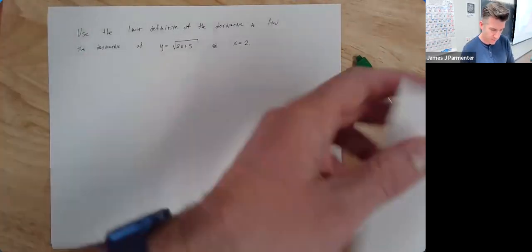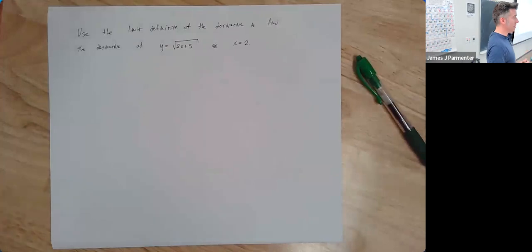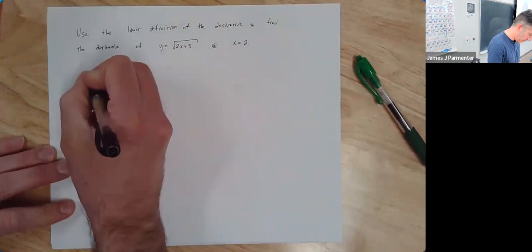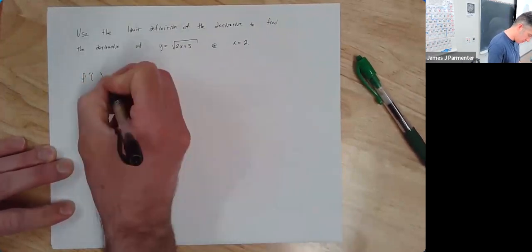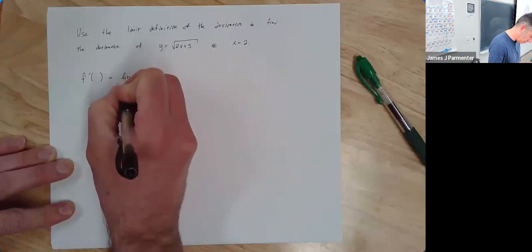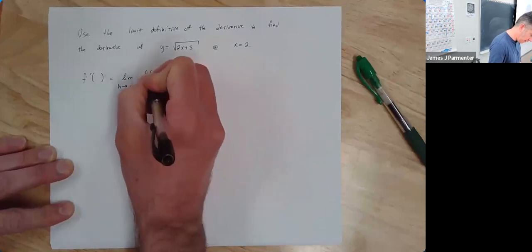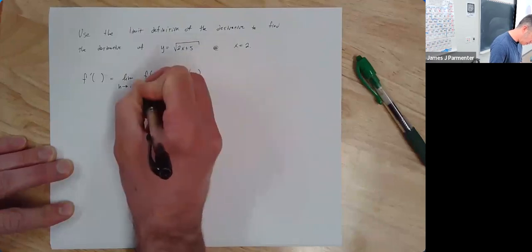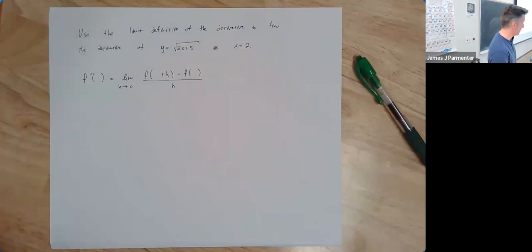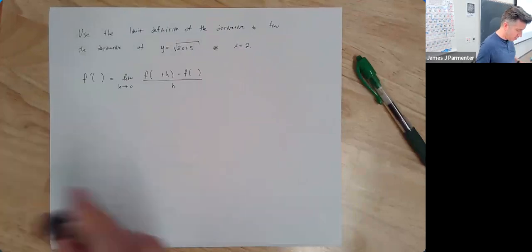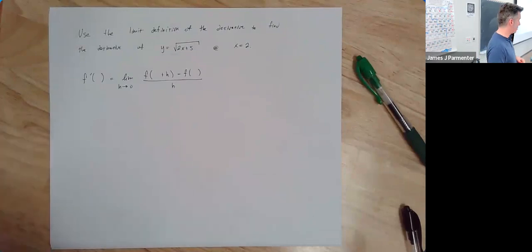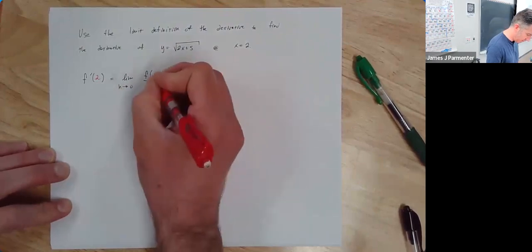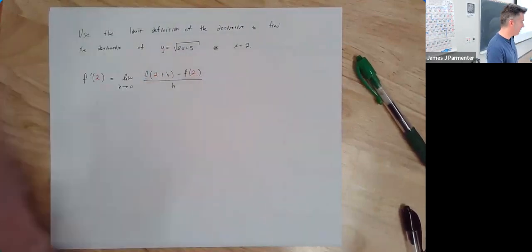So first way. Okay, limit definition is something you definitely want to memorize. It's always going to be f prime of whatever equals the limit as h approaches 0 of f of whatever plus h minus f of whatever all over h. That's the very general way of doing it. And here we're trying to find the derivative when x equals 2. So we're going to say f prime of 2 is equal to the limit as h goes to 0 of f of 2 plus h minus f of 2 all over h.